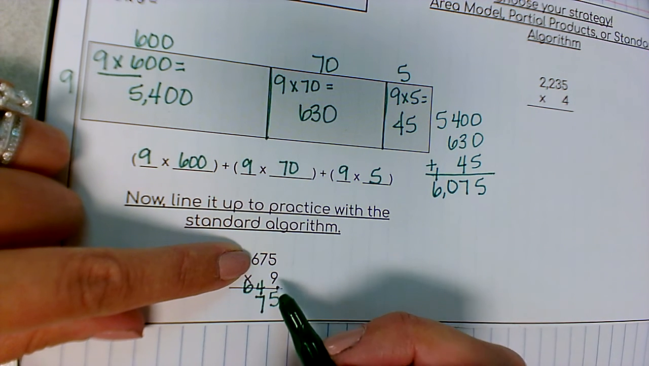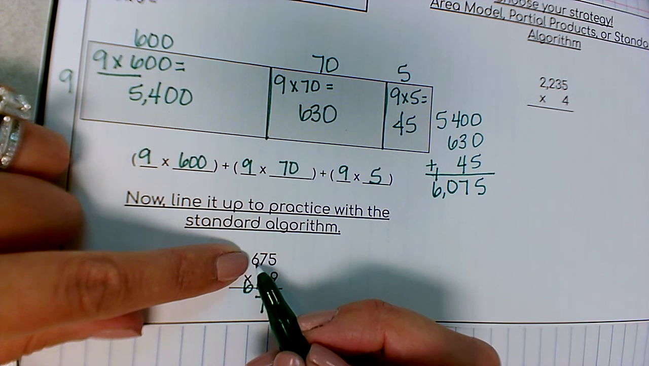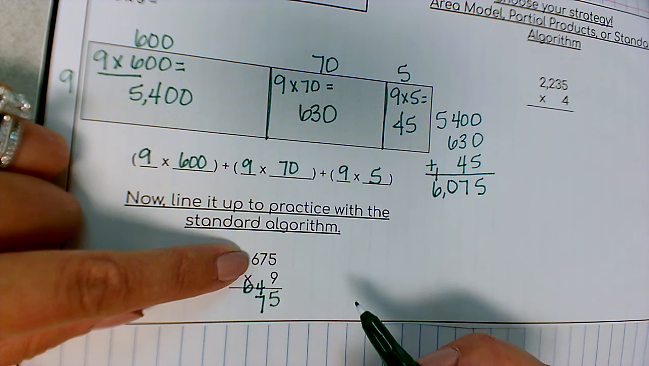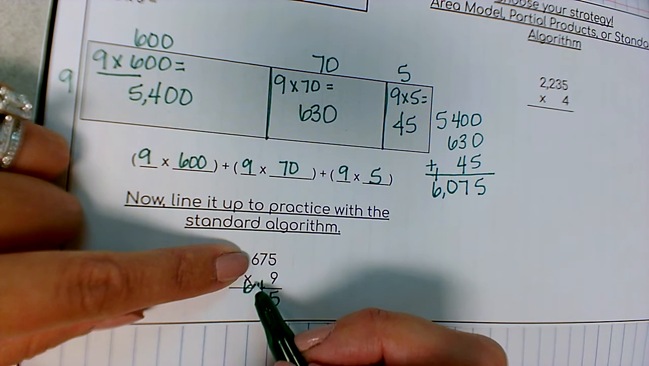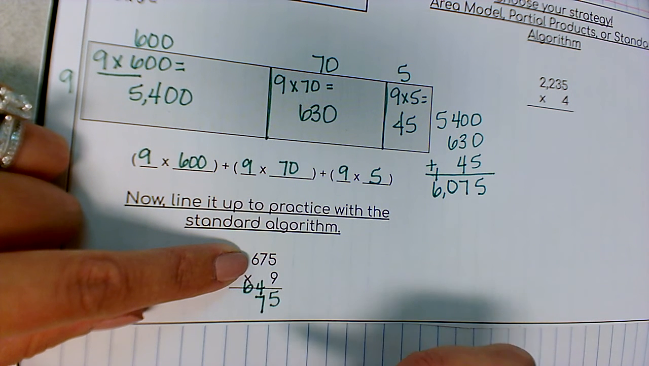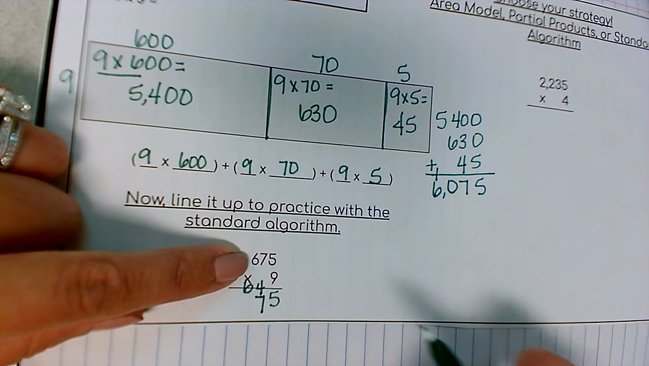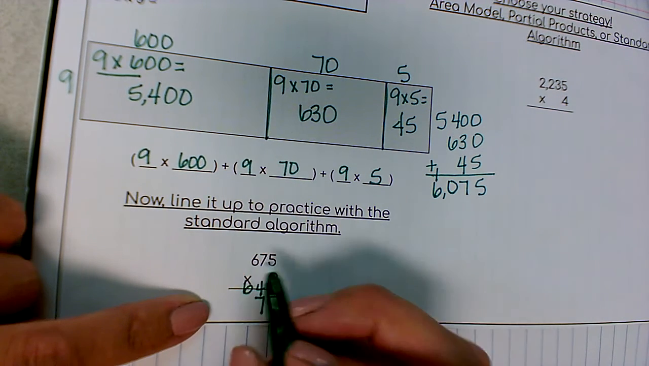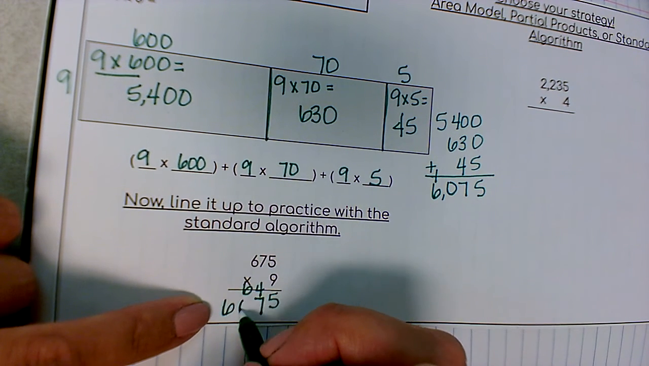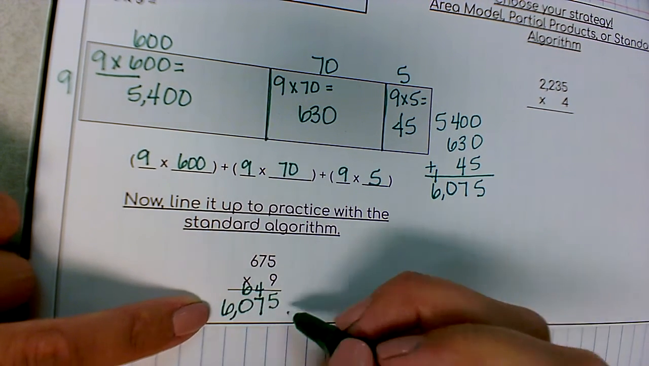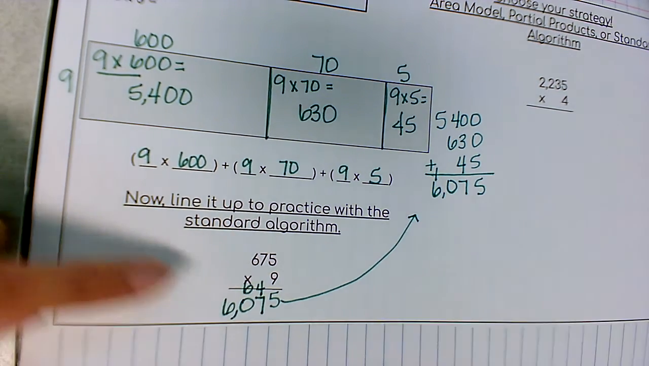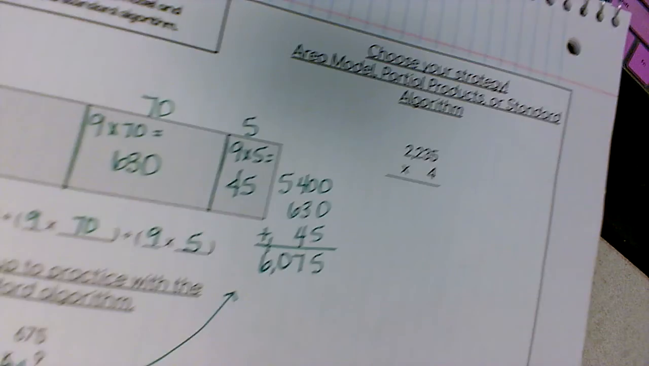Now I need to ask myself, well, what is 9 times 6? And 9 times 6 is 54. And then I add the regrouped number, and 54 plus 6 makes 60. Because I have no more digits, I can write 60 here. Did my answers match? They sure did, fourth graders.